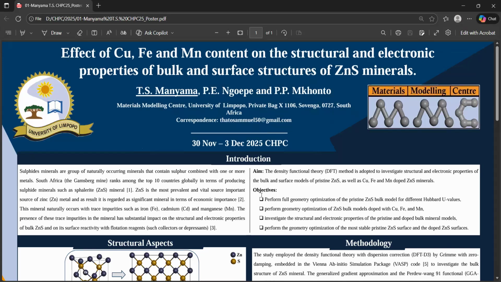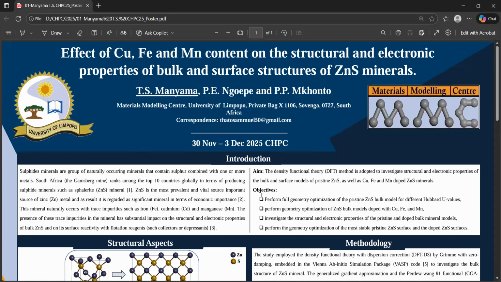Sulfide minerals are a group of naturally occurring minerals consisting of sulfur combined with one or more metals. Sphalerite is the most important source of zinc metal. This mineral naturally occurs with trace impurities such as iron, copper, vanadium, and manganese.